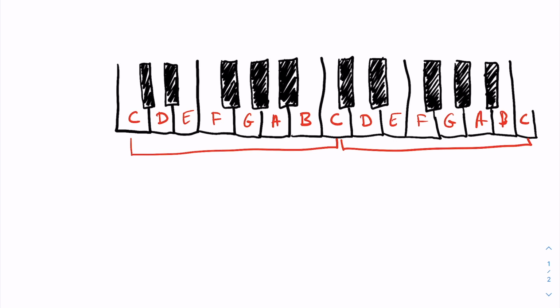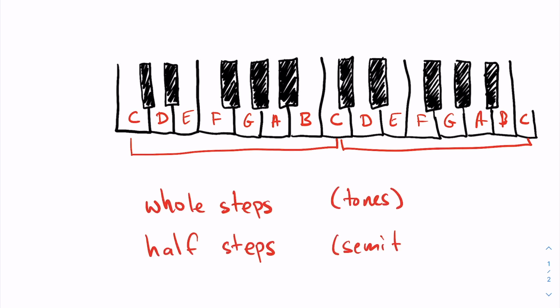Now, these notes, or these letters, are actually each a step away from the next letter, right? So C to D is a step, D to E is a step, E to F is a step, etc. However, the steps are not all the same size. We have whole steps and half steps, otherwise known as tones and semitones.